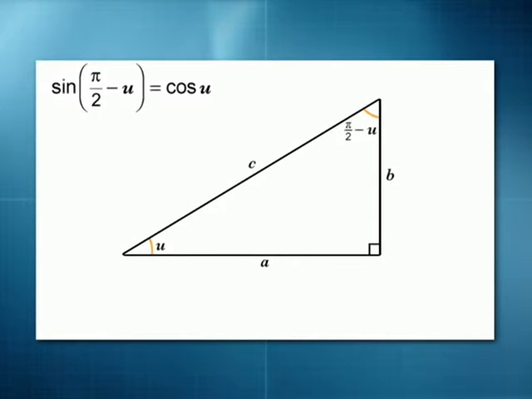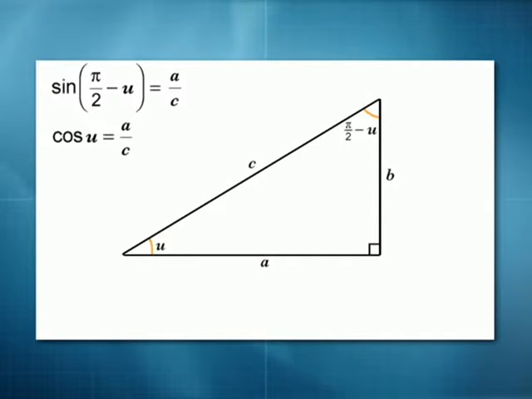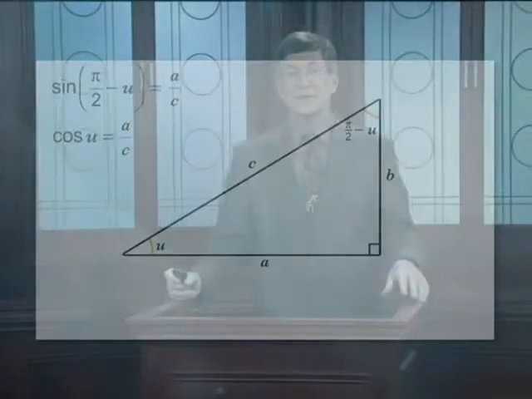All right, I'm going to calculate some trig values by using this triangle. What's cosine u? Adjacent over hypotenuse, A over C. So cosine u is A over C. What's sine of pi over 2 minus u? That's sine of the other acute angle, isn't it? The complementary angle. Sine of pi over 2 minus u is opposite over hypotenuse, A over C again. We get the same answer. So now I think you see geometrically why this property of co-functions is true.